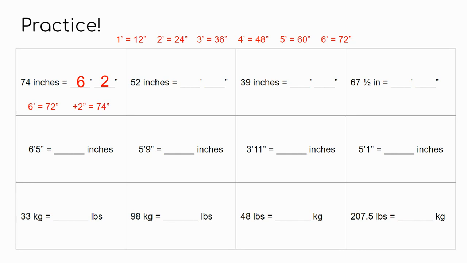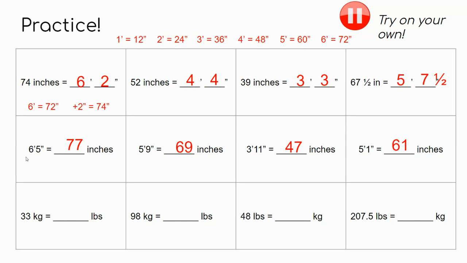Make sense? 52 inches. Look at my bar across the top here. Ask how close I can get. I can get up to 48. 48 has 4 more left over. That's 4'4". 48 plus another 4 makes 52. 39, 3. 3 gets me to 36. I got another 3 to go. 67 and a half. 5 feet got me to 60 and another 7.5 inches. Okay, you want to try the rest of them on your own? Hit pause, fill it out on your handy dandy note packet, and then come back and check.